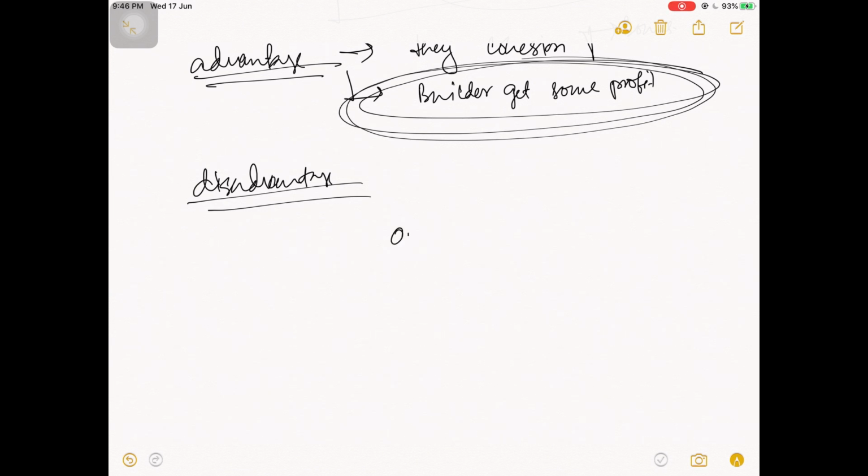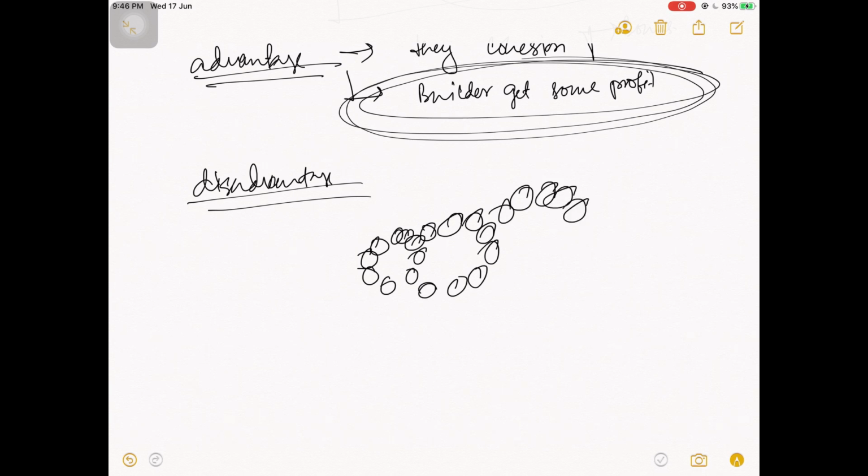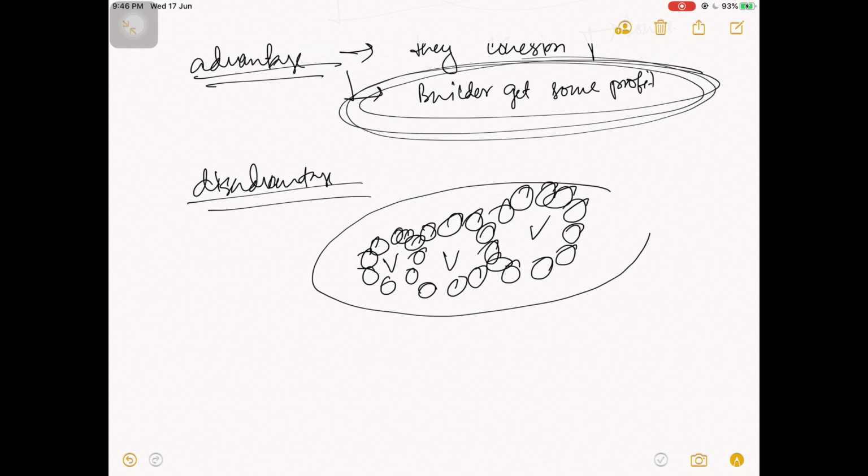As the honeycomb structure looks like this, you can easily say there are lots of void spaces. So if you build your property on this type of soil, what happens? The soil will collapse. So you should never make your building on this type of soil.